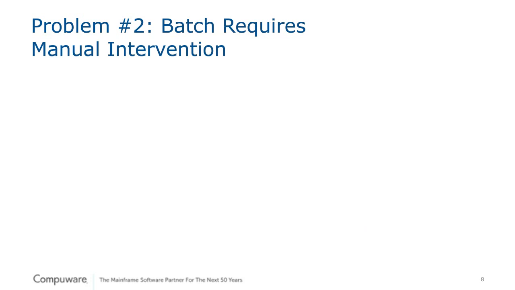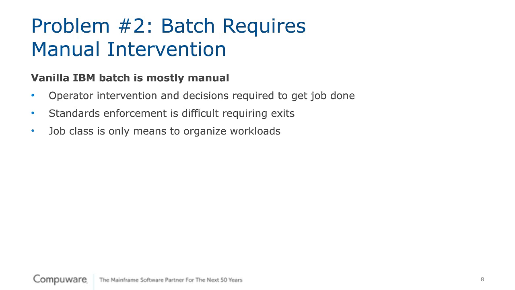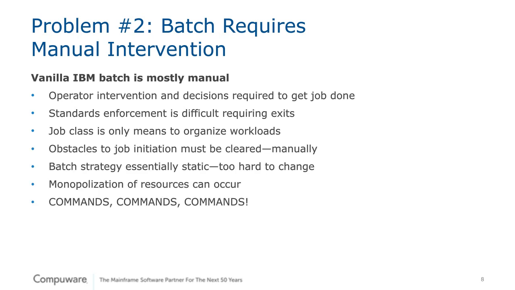The second problem that we encounter is that batch environments require lots of manual intervention. We have one customer where we just did a study on how they use batch, and we found out that they have 47,000 different commands issued each month in their batch environment. So that's 47,000 opportunities for a manual error. And anyone that's been up at 2 a.m. in the morning to fix a batch window knows about errors.